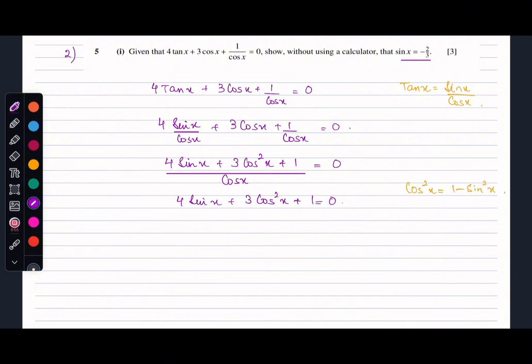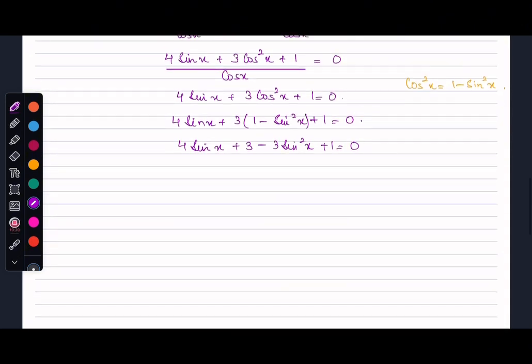So doing that, I should be having here 4 sine of x plus 3 times 1 minus sine square x and plus 1, which shall be equal to 0. So it's 4 sine of x plus 3 minus 3 sine square x plus 1, which is equal to 0. Simplifying the equation, this becomes 4 sine of x minus 3 sine square x and plus 4, which shall be equal to 0 again.